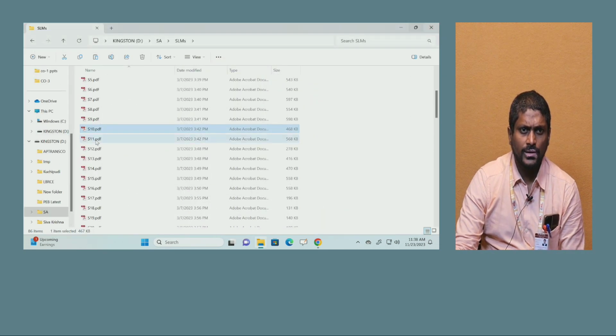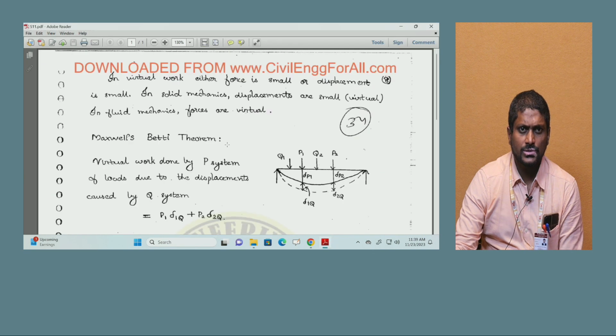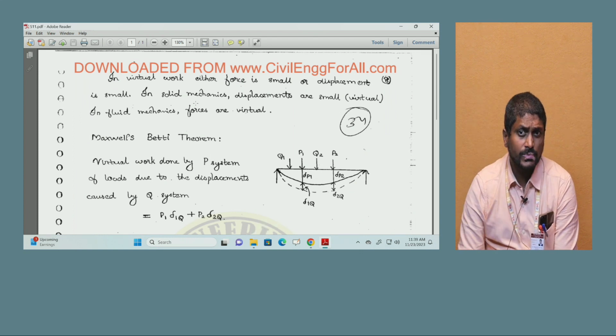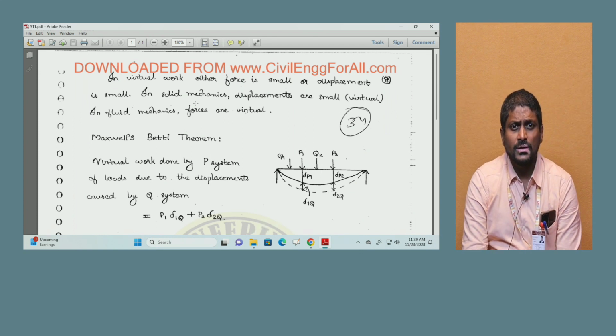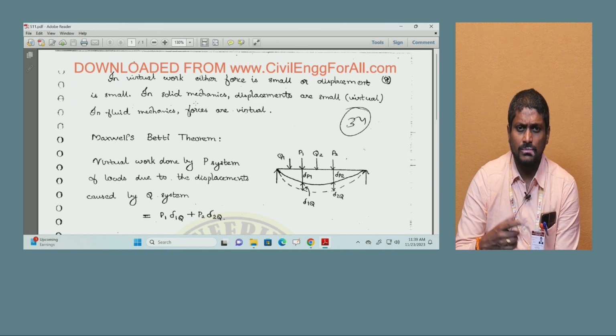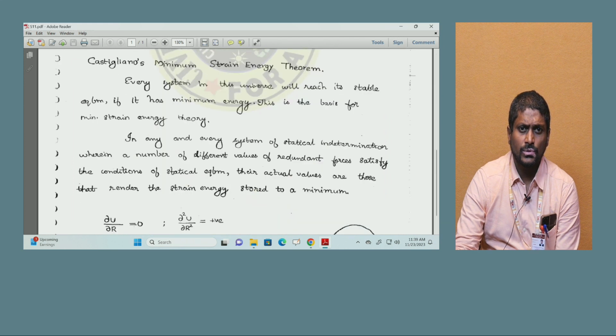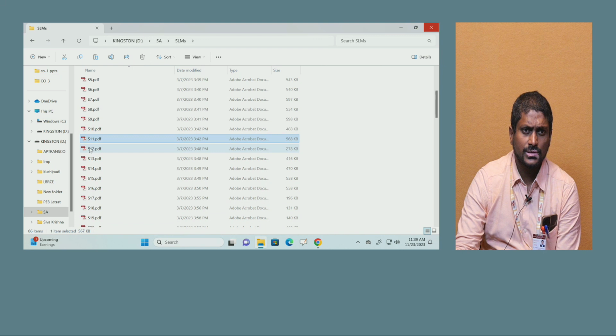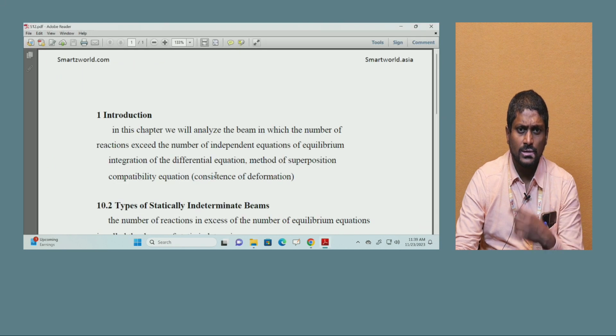Then we can see the discussion on virtual work, where either the force is small or the displacement is small. In solid mechanics, displacements are small virtually. In fluid mechanics, forces are virtual. Betti's theorem can also be mapped to this Maxwell reciprocal theorem. Of course, we already had this discussion in the previous classes.